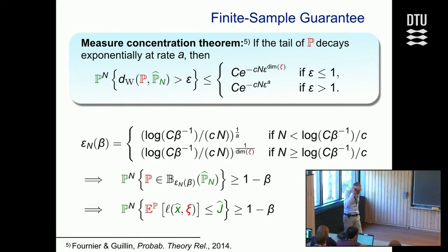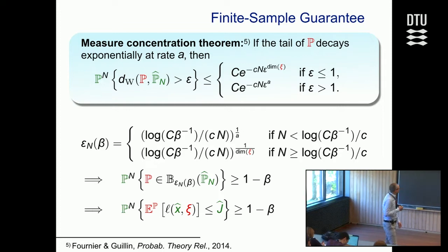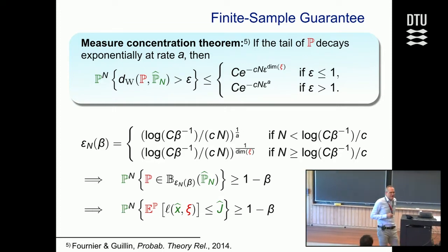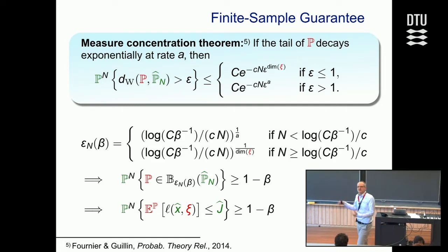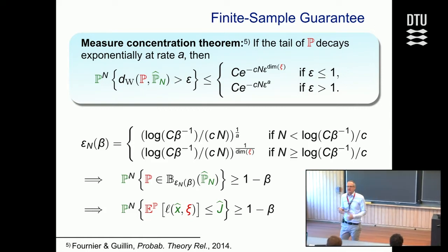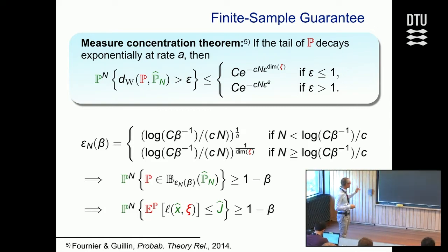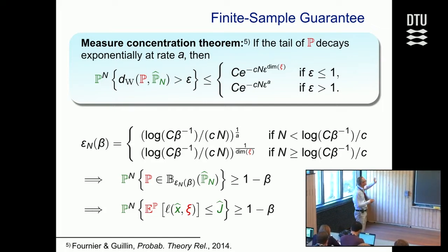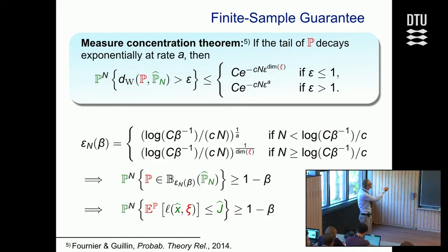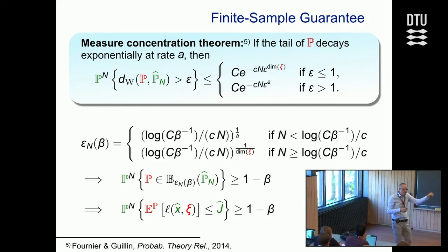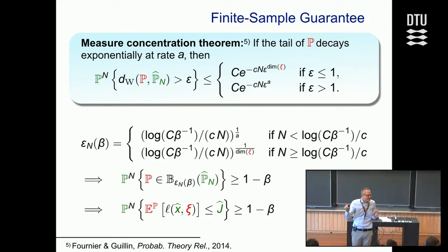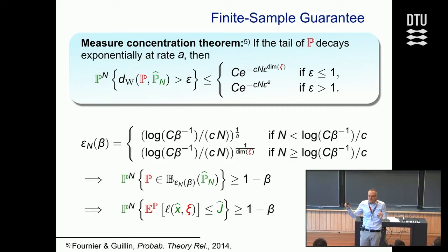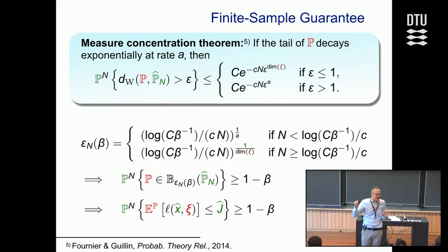So it turns out that we can use a so-called measure concentration result from the probability theory literature to give us an out-of-sample guarantee for this Wasserstein distribution robust optimization approach. So basically, this theorem tells us that the empirical distribution, p hat n, so the uniform distribution on our n training samples, converges exponentially fast to the unknown true distribution with respect to the Wasserstein metric if the number of training samples tends to infinity. Okay?